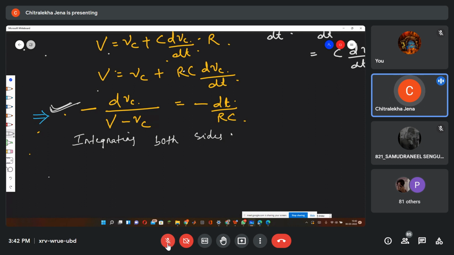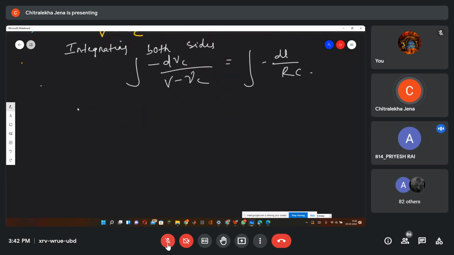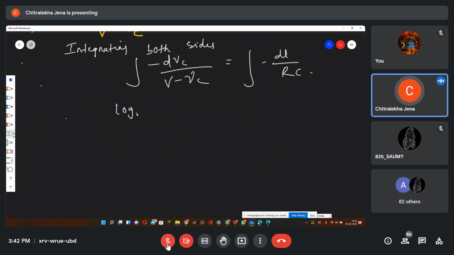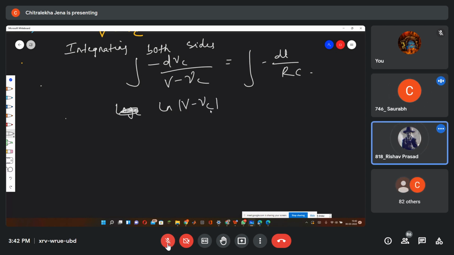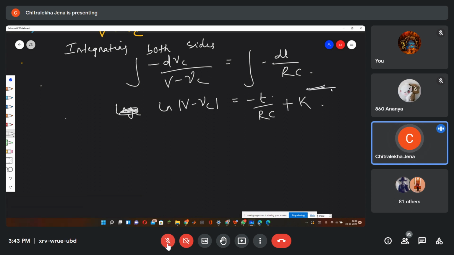So here after integration what will I get? Integrating minus dVC divided by V minus VC is equal to integration of minus dt divided by RC. So this will be ln of V minus VC is equal to minus t by RC plus K. You do not cancel the minus, because I have put the minus there to bring this form. Okay. So now we will find out the integration constant K from the initial value.